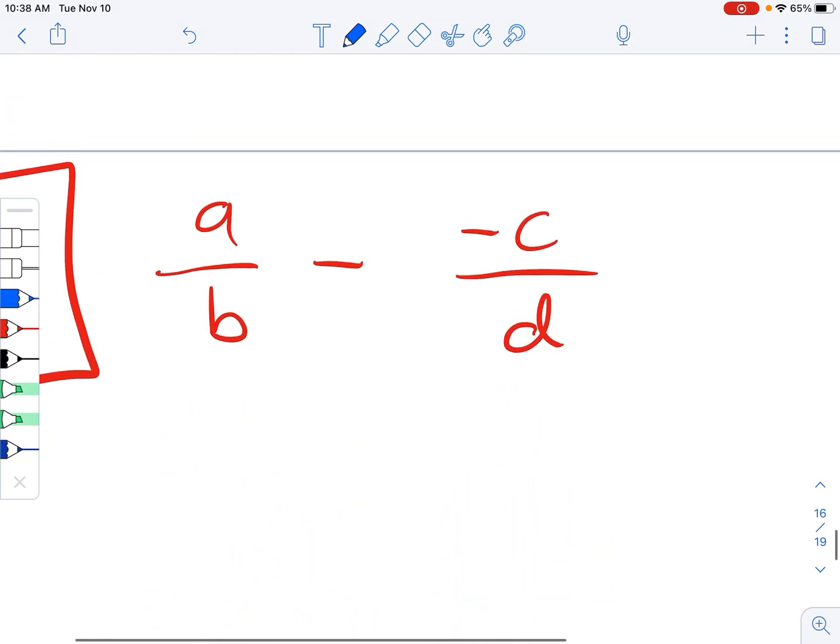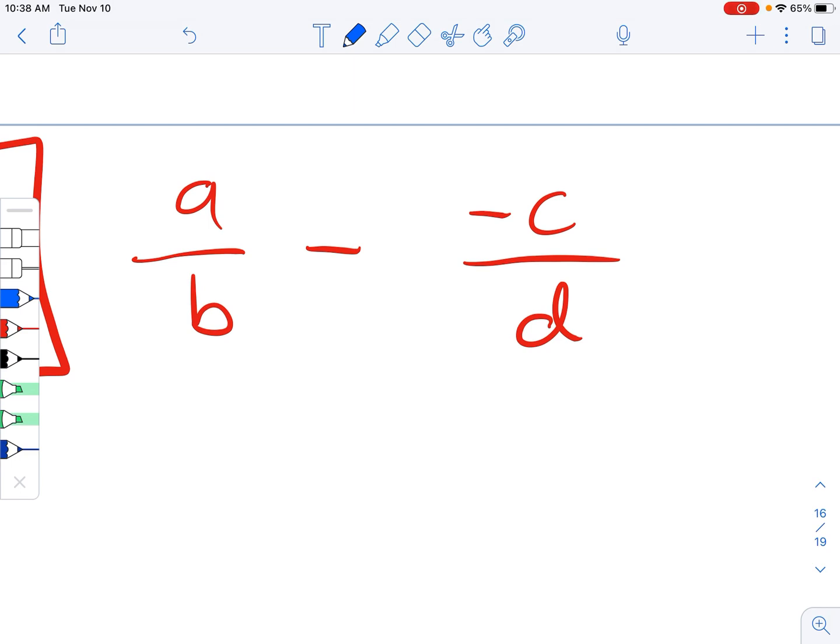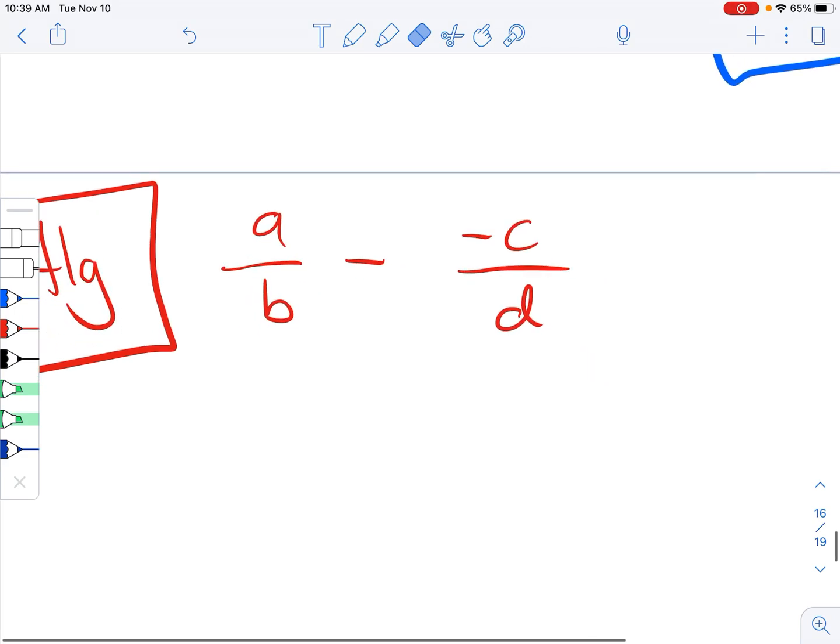Let's look up here. I'm going to notice that I have a b in one denominator, a d in the other. Think of that as if I had like a 2 in one denominator and a 7 in the other. My common denominator would have to be 14. So my common denominator in this situation is going to be bd. I'm also going to do keep, change, change. So let's set that up.